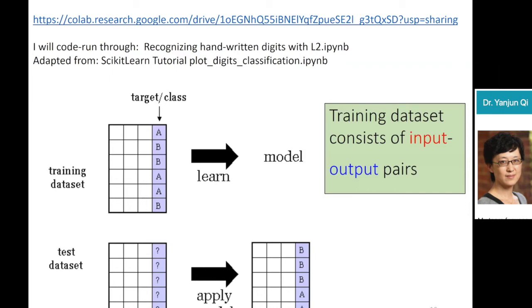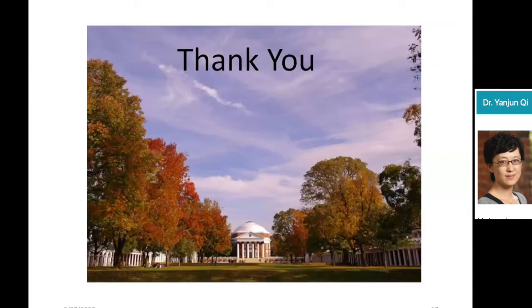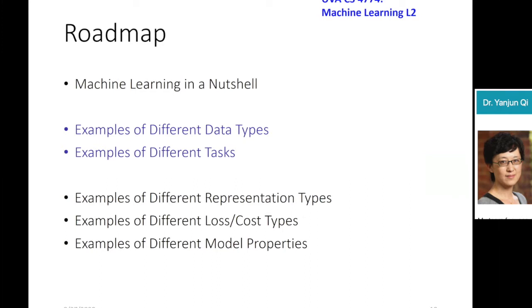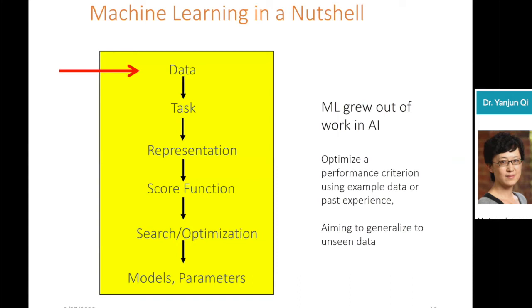Which is the second module. And I will start to decompose the machine learning literature according to different data types and according to different tasks. All right, so first, data.